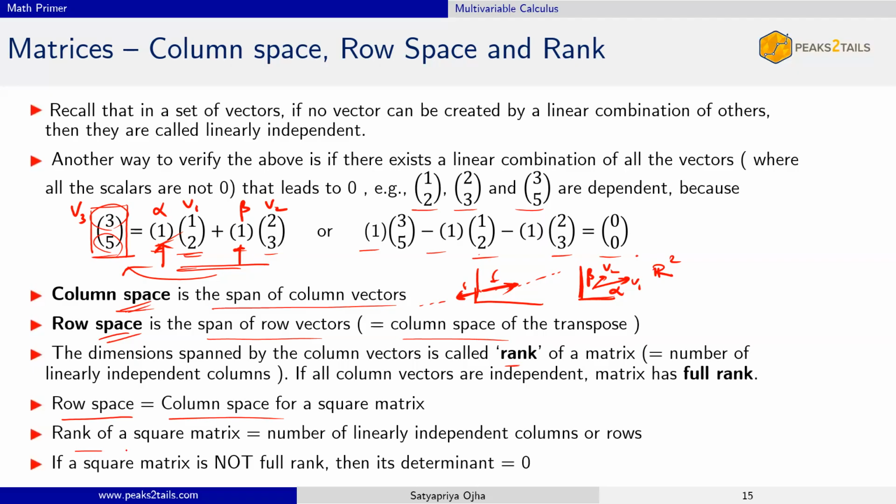Right. So the rank of a square matrix is equal to the number of linearly independent columns or the number of linearly independent rows. Both are the same. It'll give you the same answer.